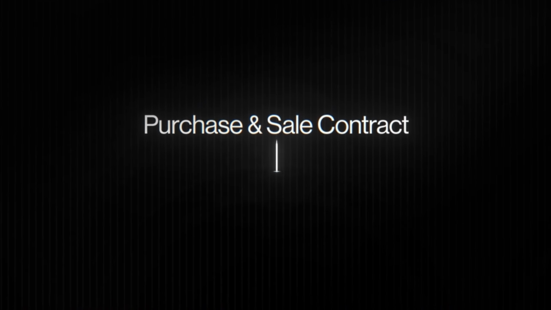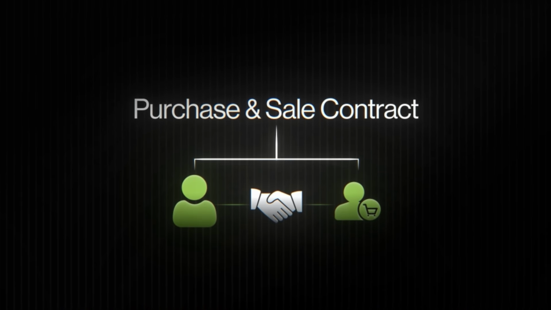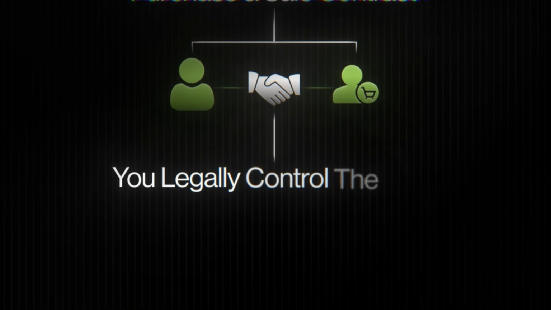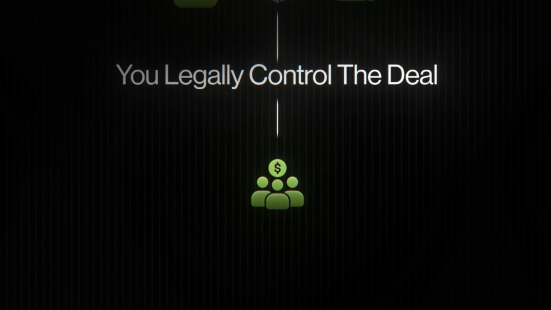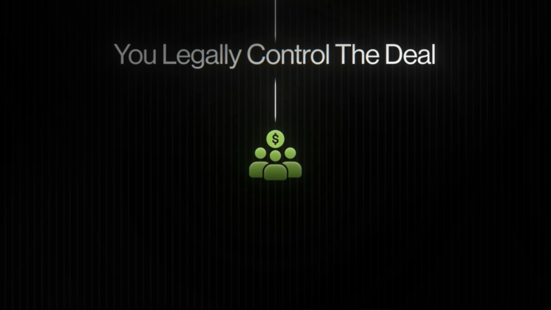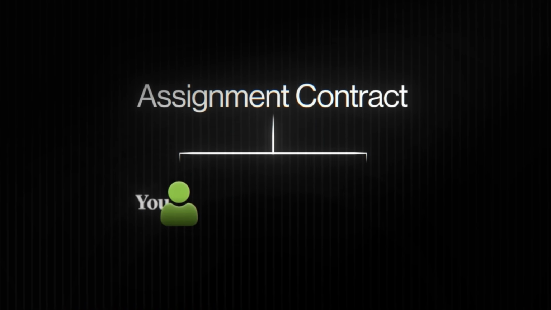Now, let me explain how these two contracts work together, okay? Your purchase and sale contract goes between you and the seller. So you go and you agree to buy their property. You sign this, and now you legally control that deal. But you're not actually buying it yourself. You're finding somebody else who wants to buy it. And that's where your assignment contract comes into play. The assignment contract goes between you and your end buyer. You're transferring your buying rights to them. You're not actually selling the property. You're selling your contractual rights to buy the property.